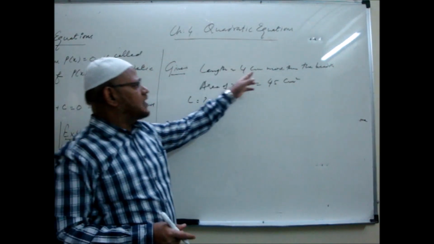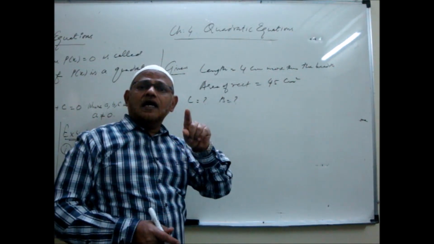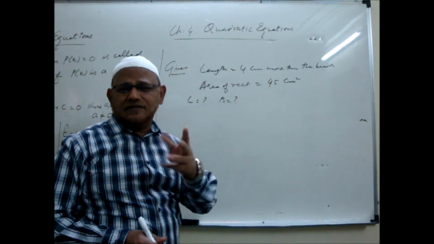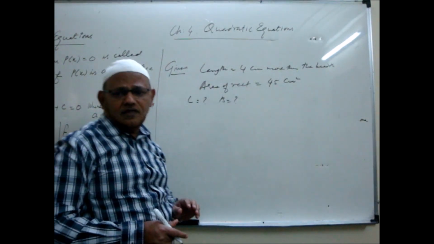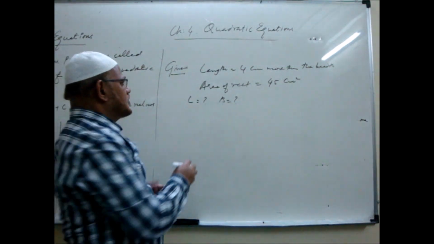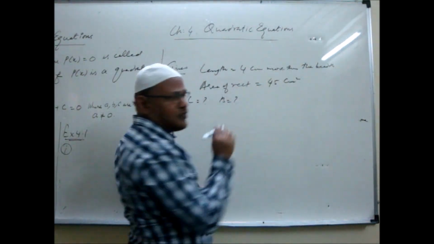Suppose length is given in terms of the breadth, you take breadth as x. Any one variable, x or y. And length will be 4 more than the breadth. Like that you can write one in terms of the other. So in this, I am given length is equal to 4 more than the breadth.